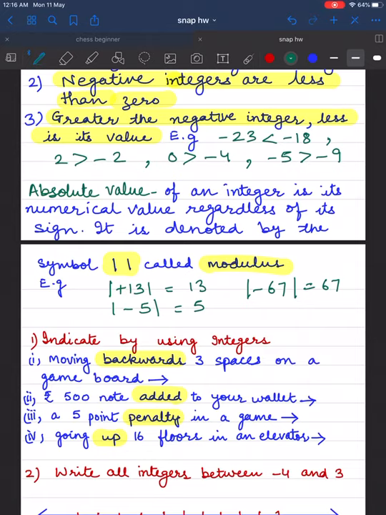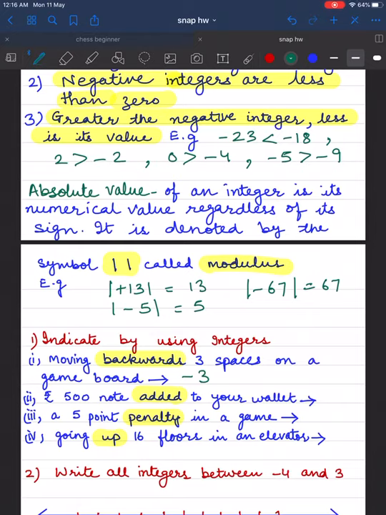Now let's do some questions. Here first question is indicate by using integer. So we have to write whether it is positive integer or negative integer. Now first is moving backward 3 spaces on a game board. So here the word is backwards, which shows negative integer. So we write minus 3.